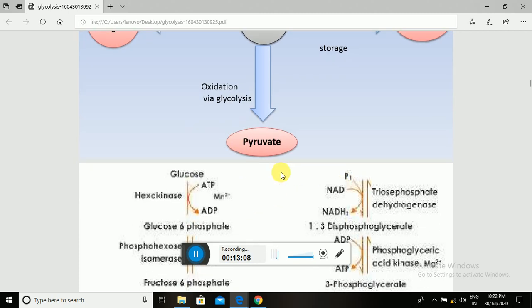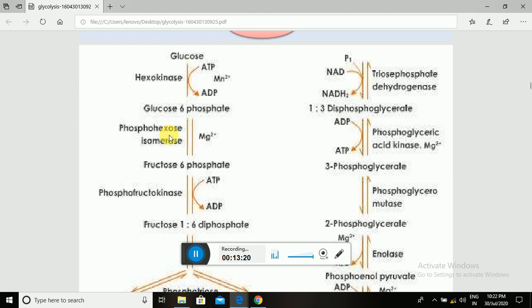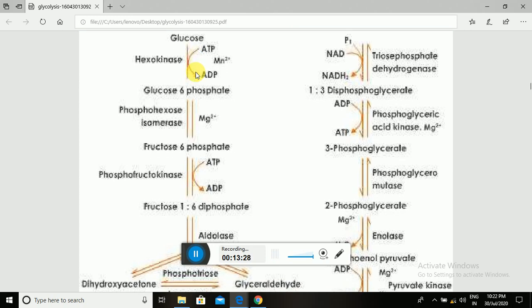The overall reaction of glycolysis is that glucose gets converted into glucose 6-phosphate with the help of hexokinase. We have to initially discuss that 10 different enzymes are involved in the conversion of glucose into pyruvate. First of all, glucose gets converted into glucose 6-phosphate with the help of the enzyme hexokinase. Hexokinase is an enzyme that acts on glucose and adds a phosphate group at position number 6 of glucose, with the help of the cofactor Mg2+, and it uses a single ATP. This ATP gets converted into ADP.